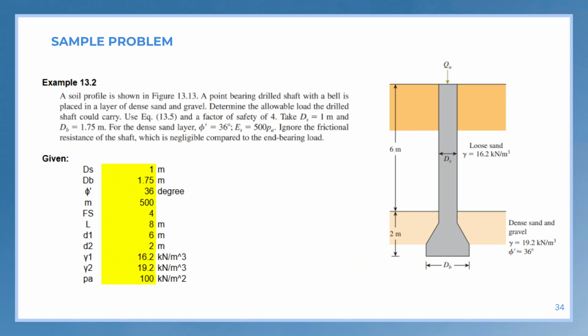Take d sub s equals 1 meter and d sub b equals 1.75 meters. For the dense sand layer, phi prime equals 36 degrees and E sub s equals 500 Pascal, and ignore the frictional resistance of the shaft, which is negligible compared to the end bearing load. So these are the given. Next is the solution.